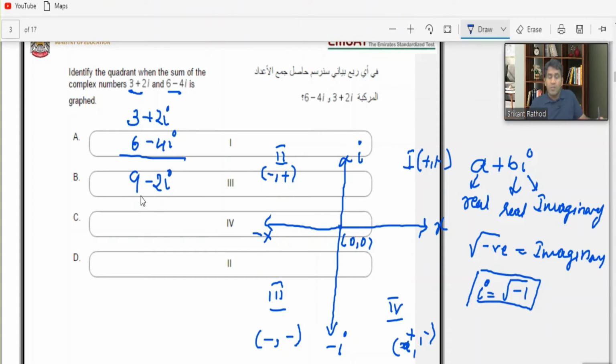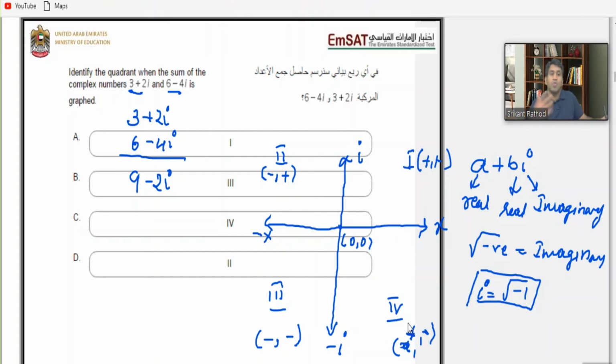So the quadrant I'm looking for: the value of x is positive and the value of y, that is imaginary, is going to be negative. So x is positive and the imaginary is negative. Which quadrant is that? I said quadrant 4. The sign of x is positive and the sign of the imaginary term is negative, no matter what number is in front, we are just checking the sign. So x is 9 and the imaginary number is going to be minus 2i.